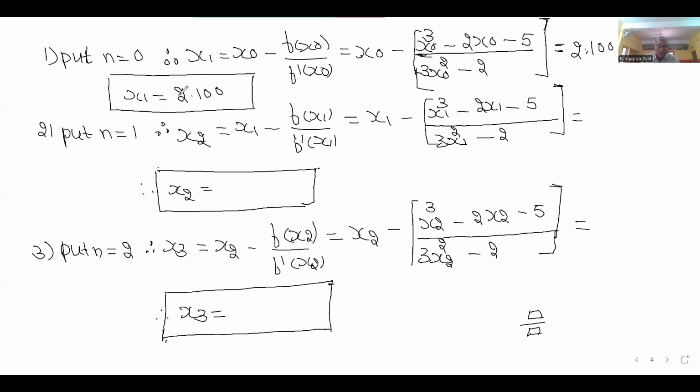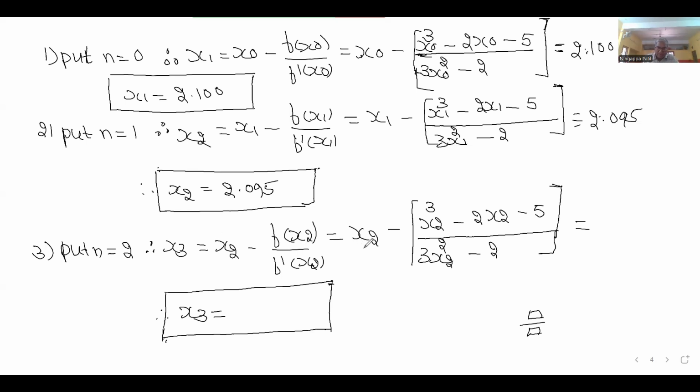Now, this x1 value you want here, and it is already in the answer button. Simply press the calculate button once again, then press the SD button, and you get 2.095. Look here, 2.095. Already in answer it is there.